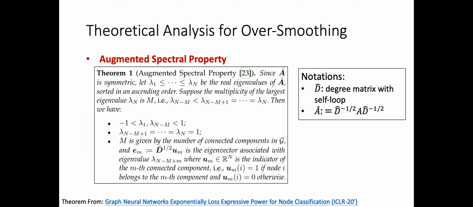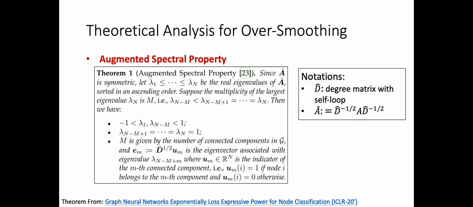Now let's try to better understand this oversmoothing phenomenon by seeing some of the theoretical analysis. The first important theory we should know is the augmented spectral property. Here we are using D hat to denote the degree matrix with the self loop, and A hat to denote the normalized matrix.